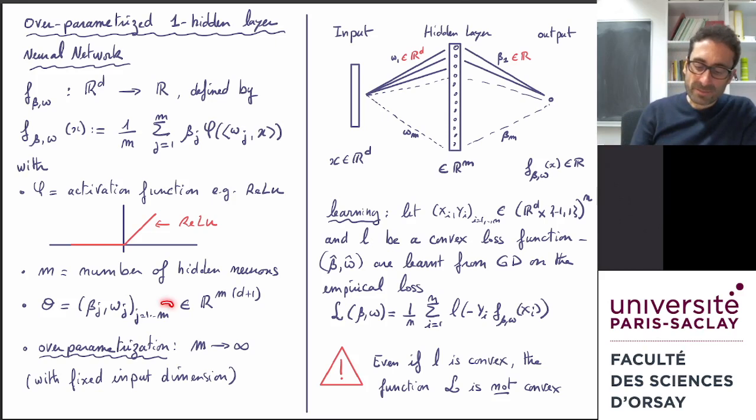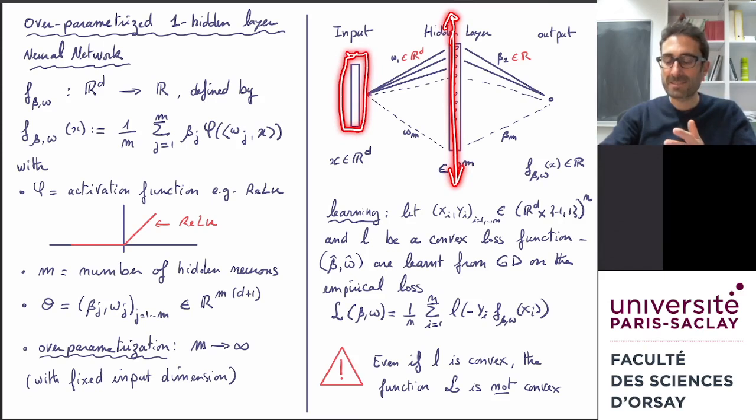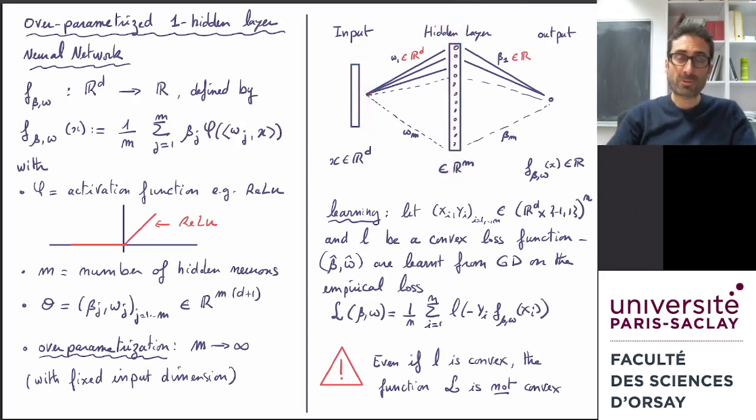We denote by m the number of neurons here. What will the overparametrized regime be? It will correspond to the regime where we let the size of the hidden layer go to infinity, so we take an infinite number of neurons. But we will not touch the input dimension. The input dimension will stay fixed, but we will have a very large hidden layer. This corresponds to the overparametrized regime, and you see that the input dimension does not change, so we have disentangled the two.